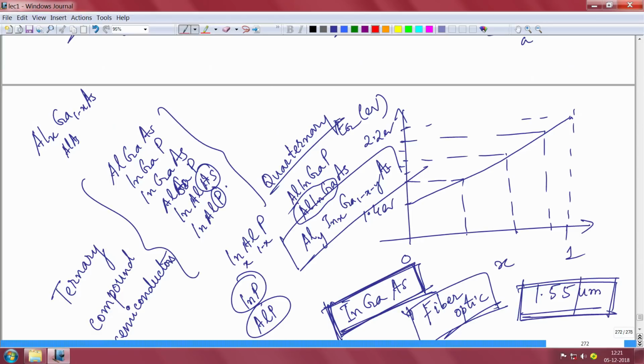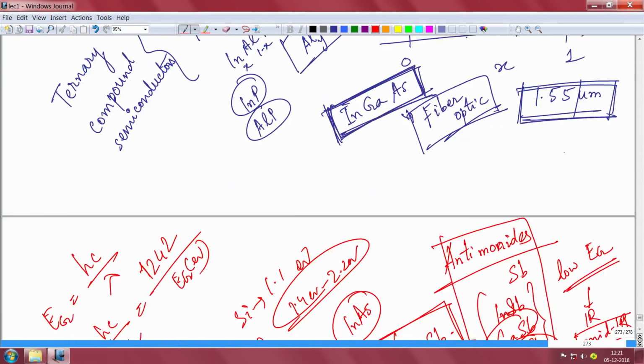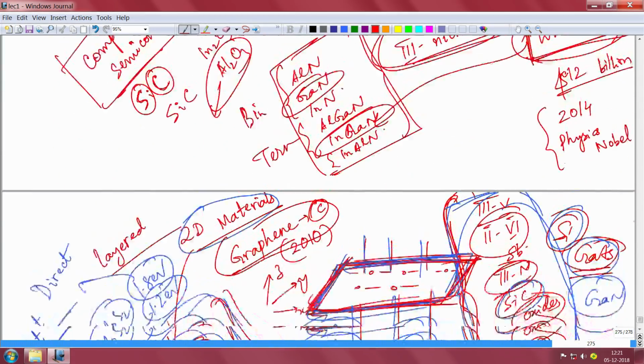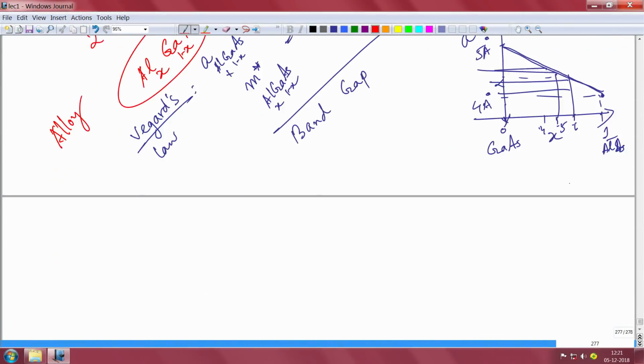A linear plot would have been like this, right, but it will slightly be bent sometimes. In aluminum gallium arsenide it may not be so much bent, but in things like aluminum gallium nitride for example, there is a lot of bending, a huge number.